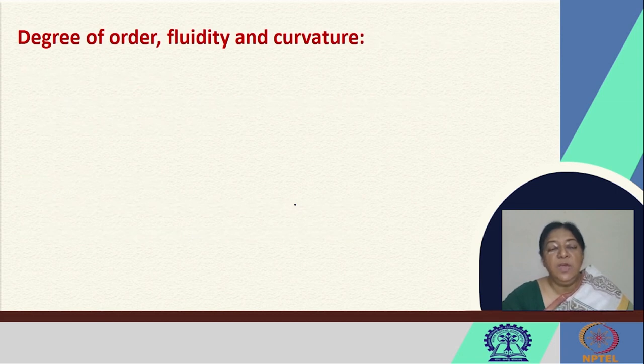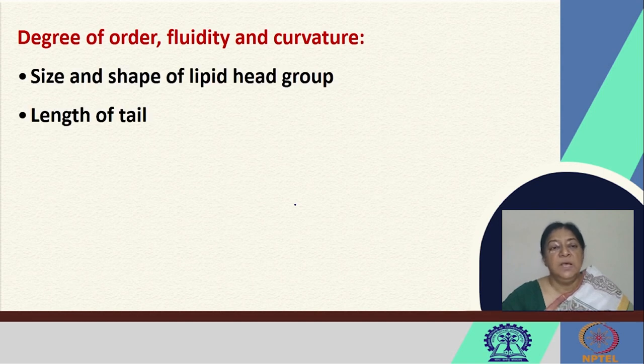Now, regarding the degree of order, fluidity, and curvature, we looked at how the curvature can change in a lipid bilayer based on the size of the head group and the length of the fatty acid chains. So the size and shape of the lipid head group and the length of the tail were important to describe the fluidity of the membrane, which eventually led to the curvature of the different leaflets that were part of the membrane.